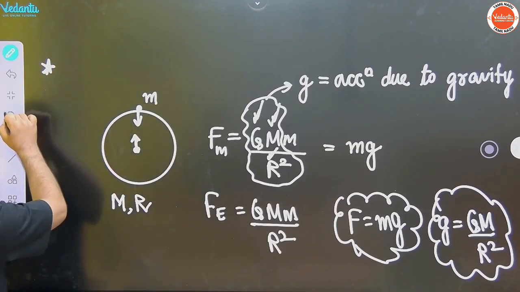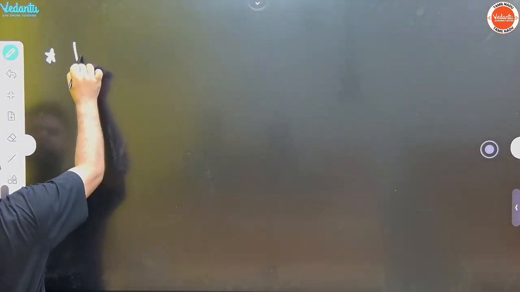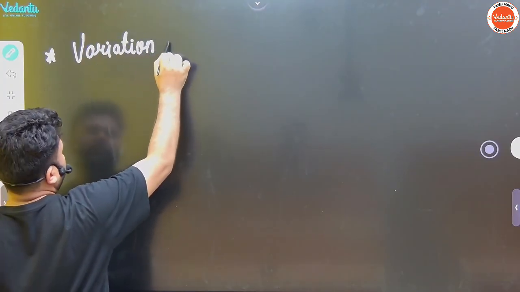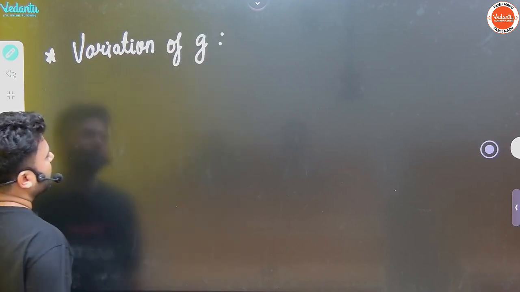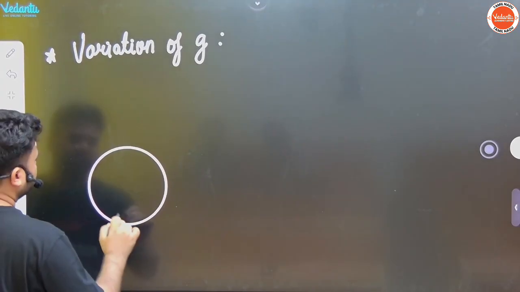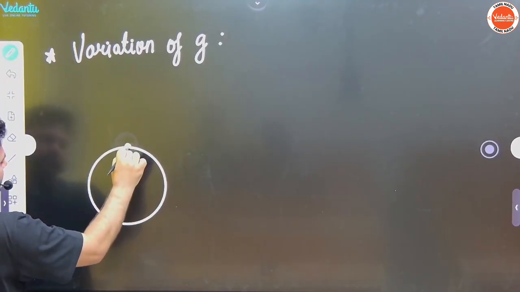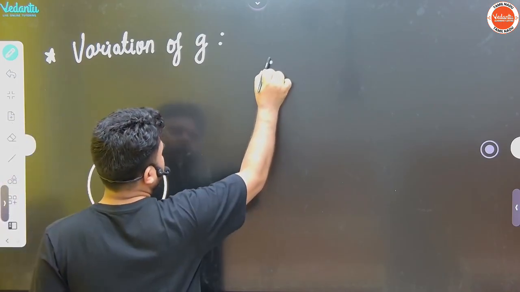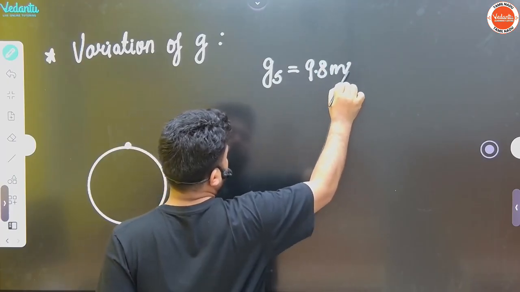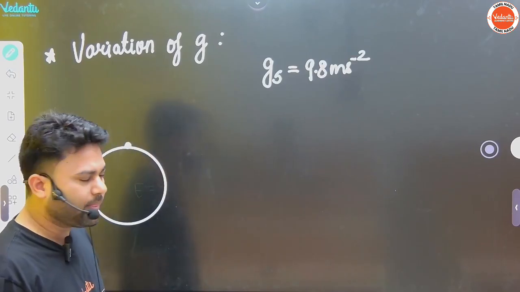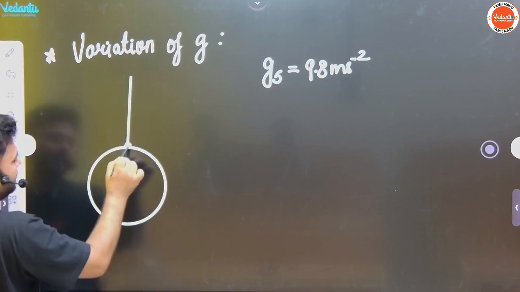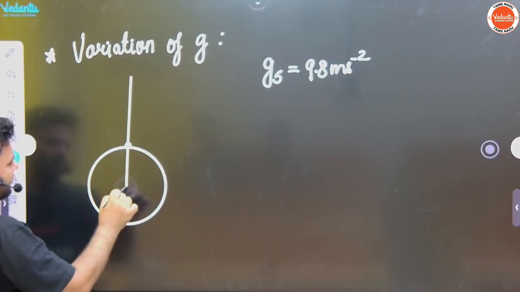Now see, variation of g. This is one of the most important topics from which NEET asks. This is the earth. On the surface of the earth, the value of g is around 9.8. As you go up, the g value decreases. As you go down towards the center also, the g value decreases.